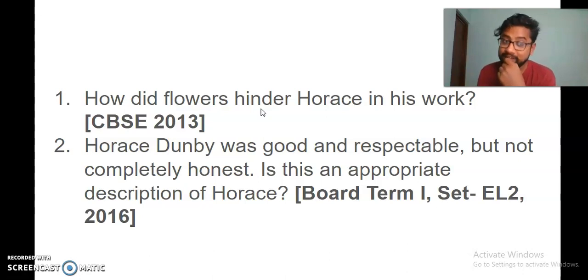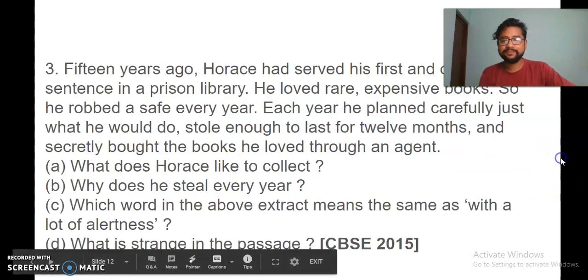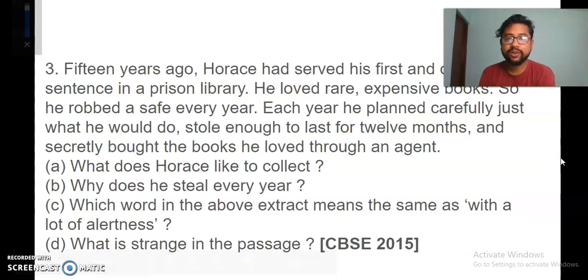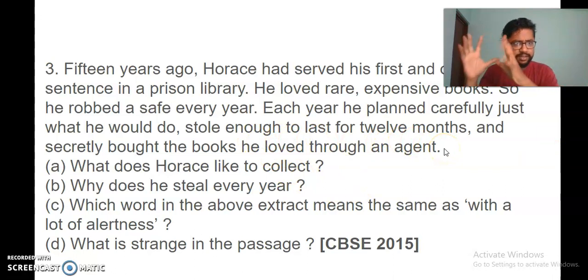Horace Danby was good and respectable, but not completely honest. Yes, he worked as a locksmith. He was not a professional thief, but he was not completely honest because he stole once a year for his peculiar habit. Fifteen years ago, Horace served his first and only sentence in the prison library. He loved rare and expensive books, and secretly bought the books he loved through an agent. This is the initial part.